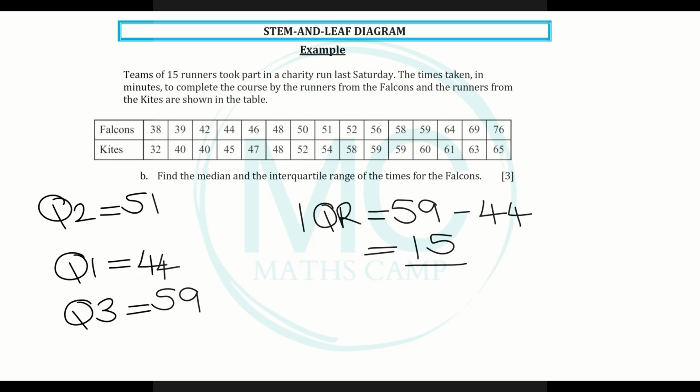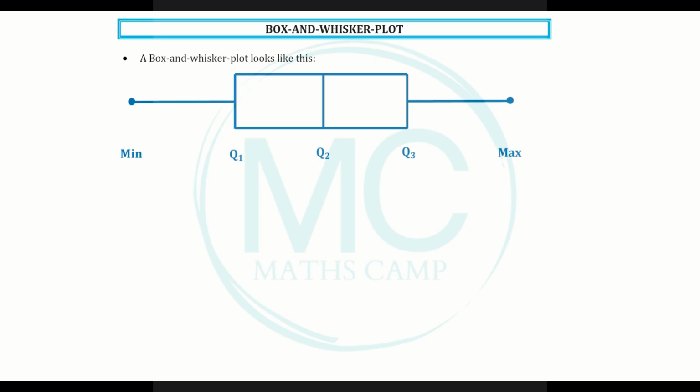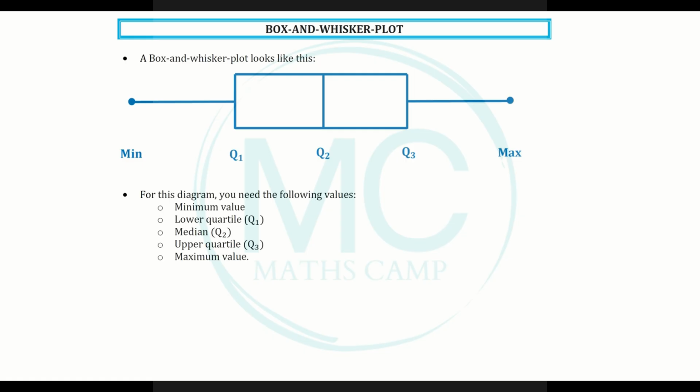Now I'd like to move on to the Box-and-Whisker plot. A Box-and-Whisker plot looks like this. For this diagram, you need the following values: the minimum value, the lower quartile Q1, the median Q2, the upper quartile Q3, and the maximum value. If a plot is skewed, the direction of skewness is always the side with the longer tail. So let's look at an example of how we work with these plots.